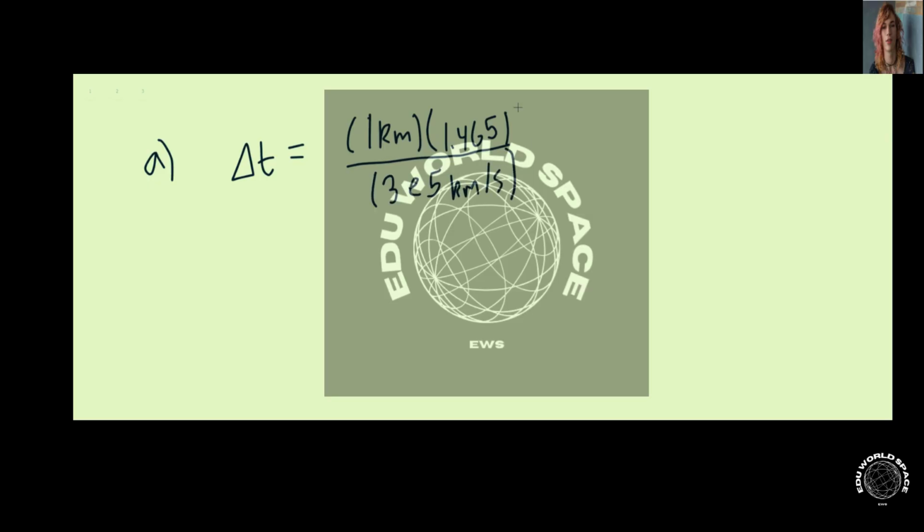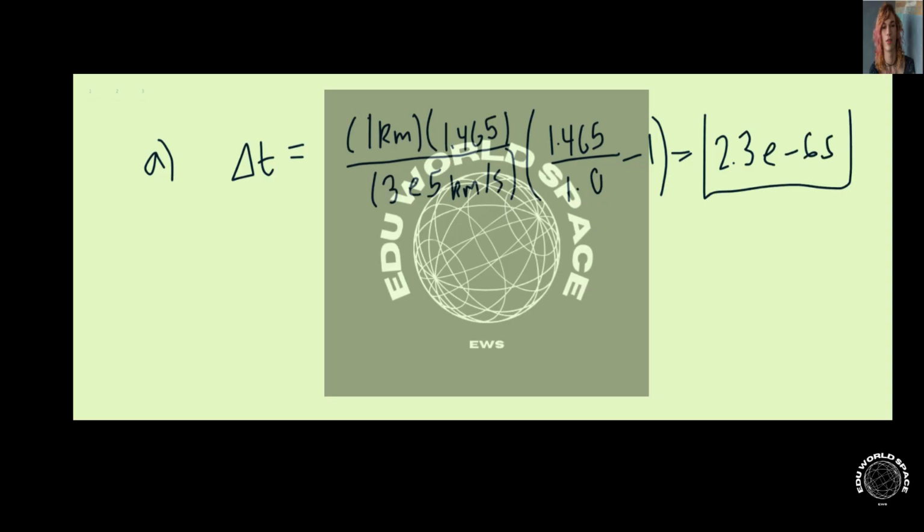And then we're multiplying by this ratio of indices of refraction, 1.465 over 1 minus 1, and that crunches down to 2.3 times 10 to the negative 6 seconds. It's a really small number, a really small change in time, which is good. It says that a fiber optic cable can operate and essentially transmit information at the speed of light with very little difference because of that small angle of refraction.